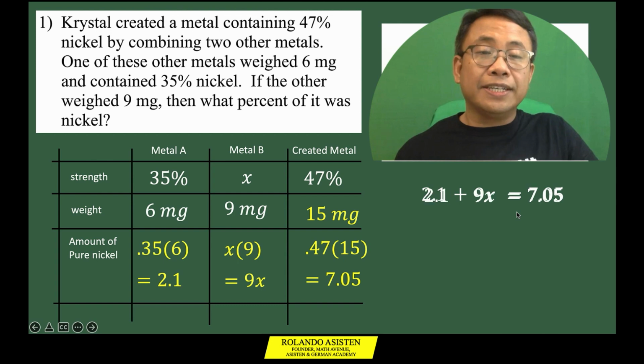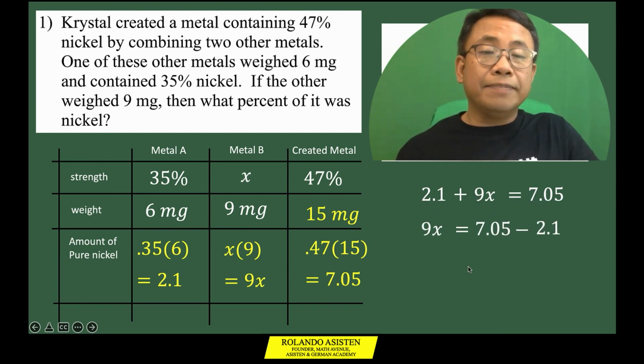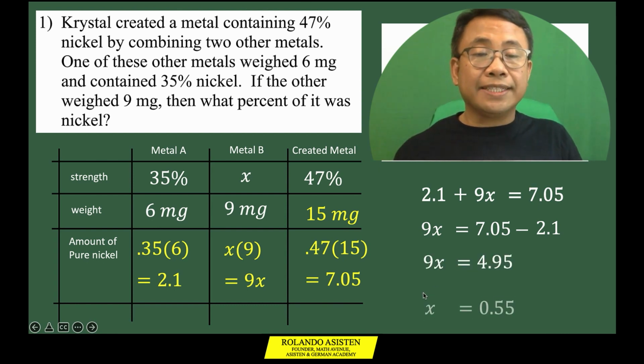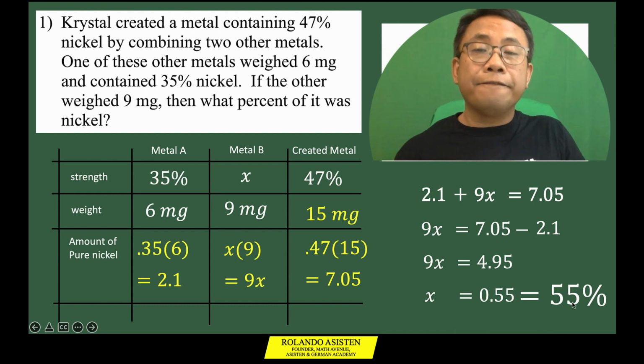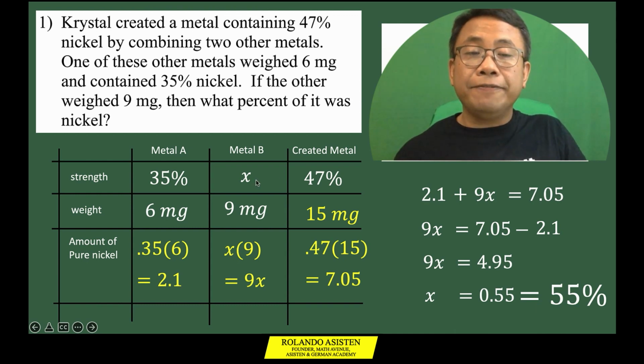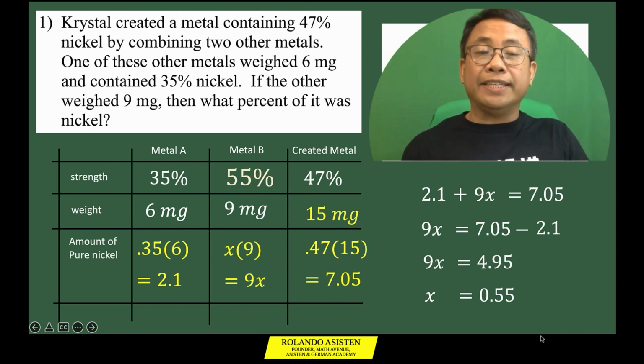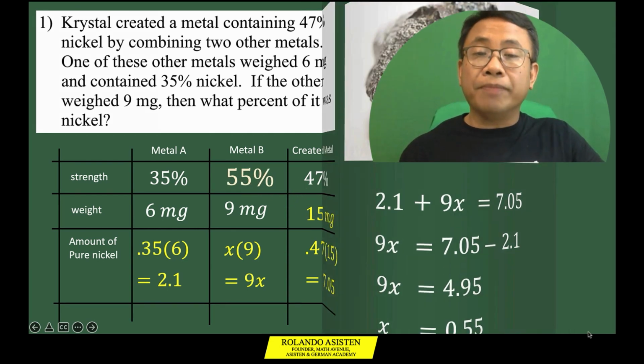So first, solve for X by subtracting 2.1 from both sides and simplifying to get 9X equals 4.95, and divide both sides by 9 to get X equals 0.55. And then convert this to percent to arrive at X equals 55%. So the strength of metal B is 55%. And our problem is now solved. Let's go to problem number 2.